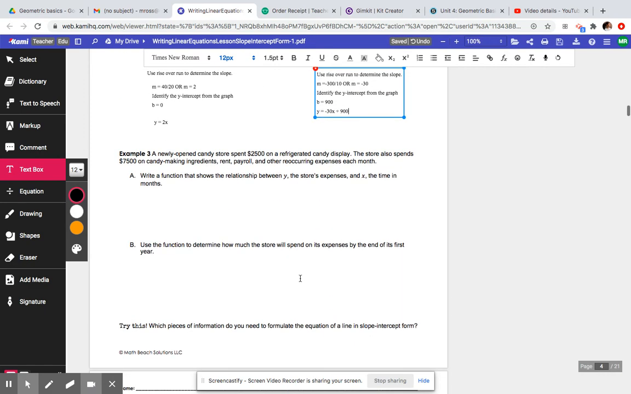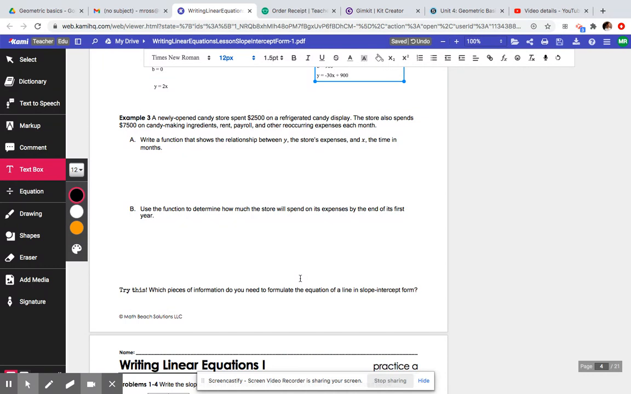Let's go ahead and go down and look at some examples of word problems. So a newly opened candy store spent $22,500 on a refrigerated candy display. The store also spent $7,500 on candy making ingredients, rent, payroll, and other reoccurring expenses each month. So we're constantly paying that $7,500. And so if we're looking at this, write a function that shows the relationship between y, the store's expenses, and x, the time in months.